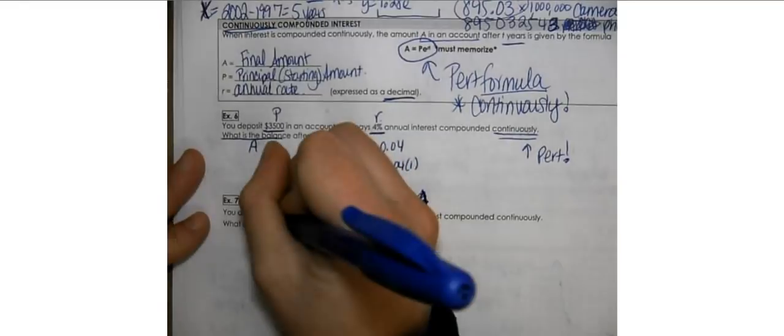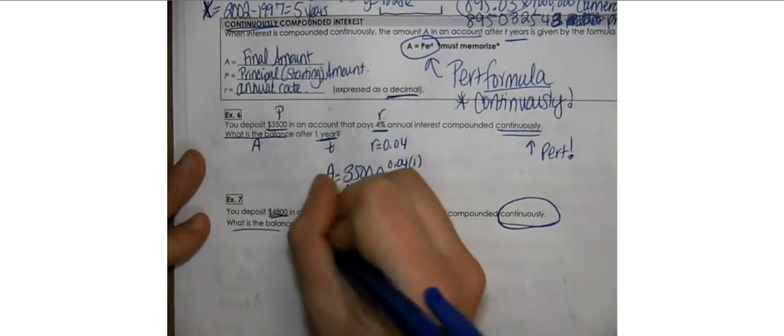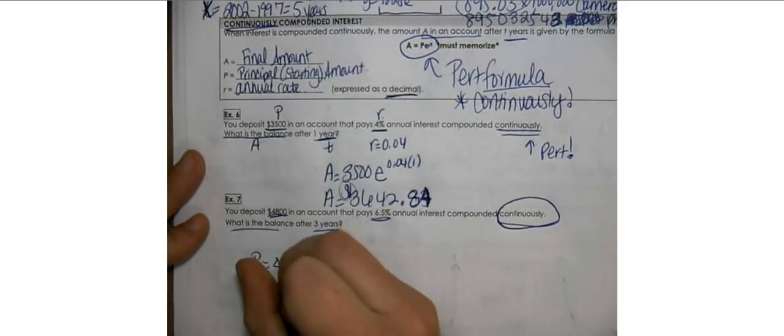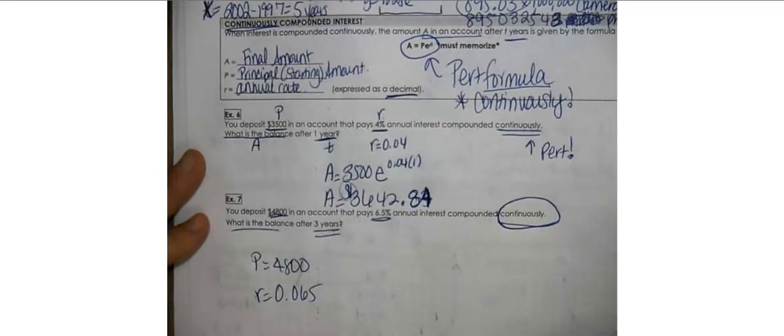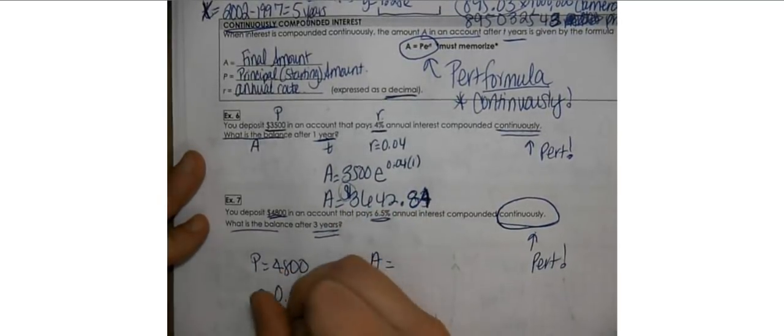Let's do that again. So it says you deposit $4,800 in an account that pays 6.5% annual interest that's compounded continuously. What is the balance after 3 years? So our principal in this case is going to be $4,800. That's how much we're initially investing. Our rate, we're going to write that as a decimal, 0.065. It's compounded continuously, which means I'm going to use the PERT formula. We want to find what our balance is going to be, and this is taking place over 3 years.